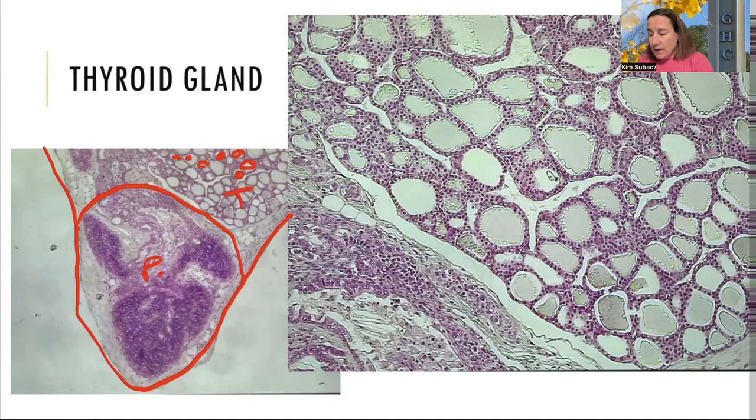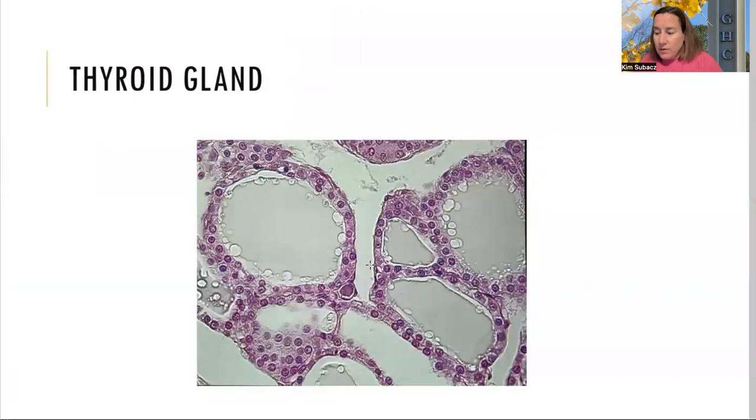On the thyroid, we've zoomed in. So this would be our delineation where we have parathyroid over here, and then we have thyroid over here. If we zoom in on the thyroid, we can definitely see the follicles. So let's zoom in a little bit. Each one of these is a follicle. So here's one right here.